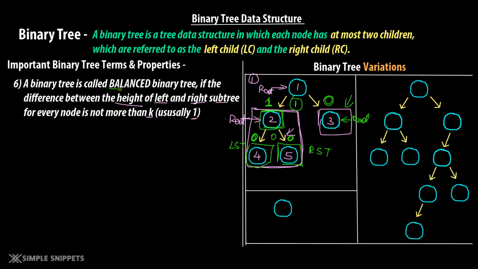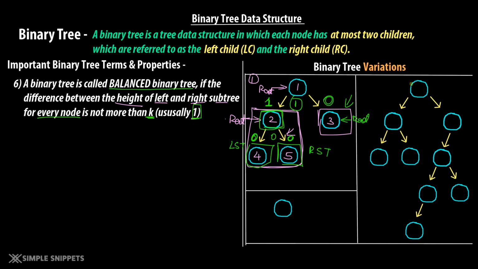So this is considered as a balanced binary tree because the difference is not more than 1 for any subtree. Because you have to calculate it for every node. We did it for every node and it is not more than k, which we are considering as 1. Okay. So I hope you are getting this.